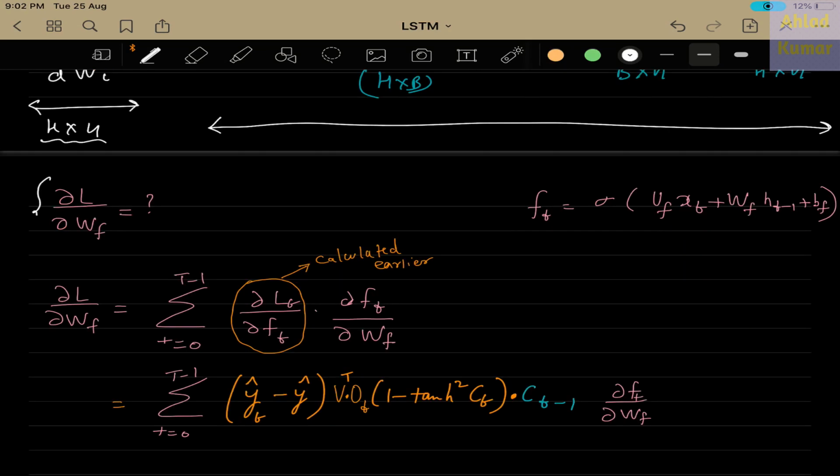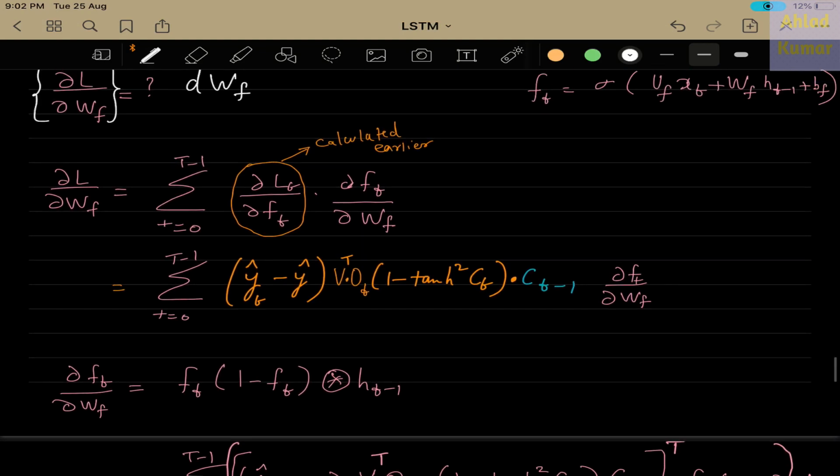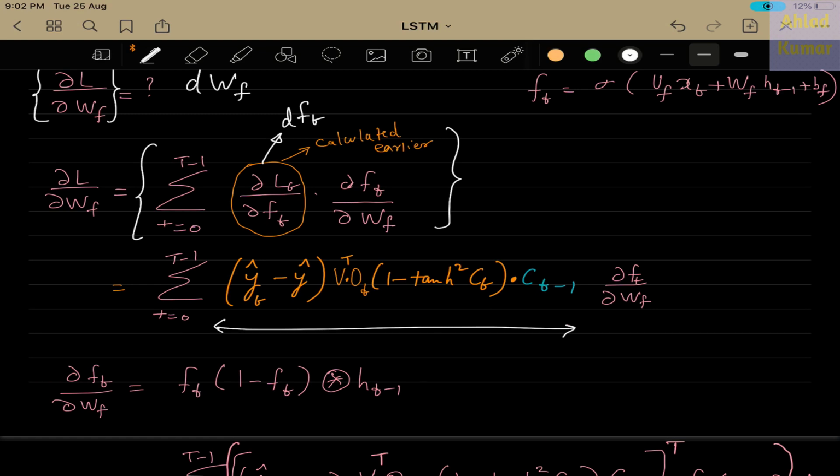Now the next is the derivative of the loss with respect to Wf, which is also called dWf, and this is also easy. You can calculate using this expression, and this is already calculated earlier, that is the derivative of the loss with respect to the forget gate. So this is actually the replica of what we have calculated earlier. The extra thing that we have to calculate is this.